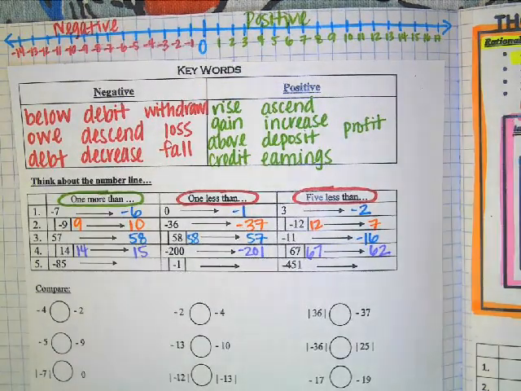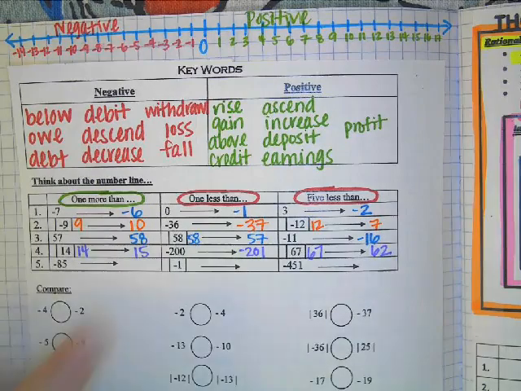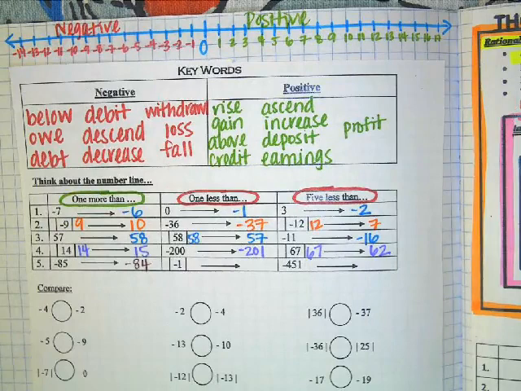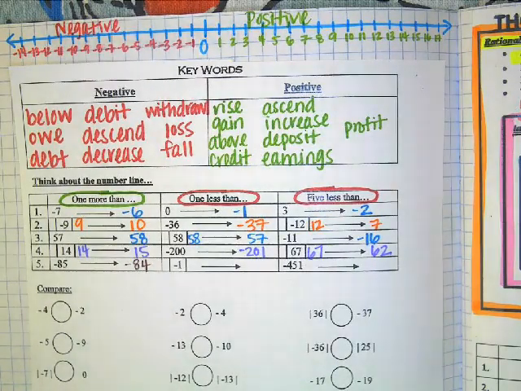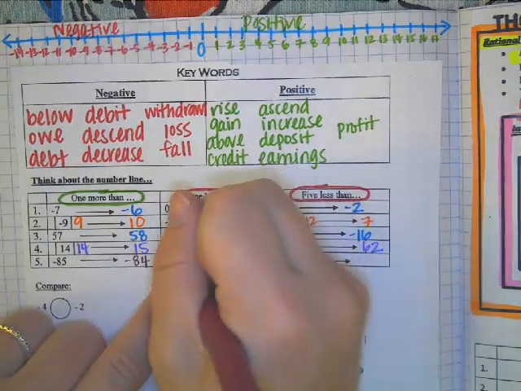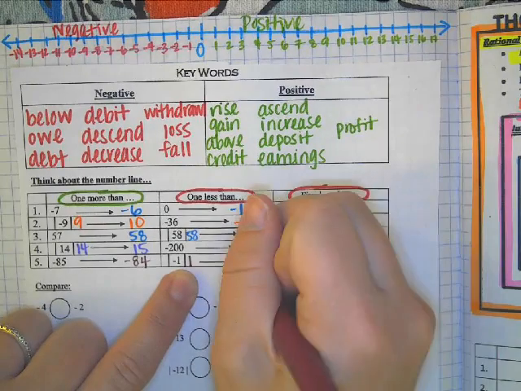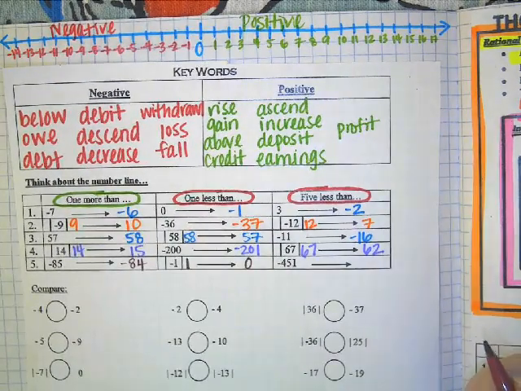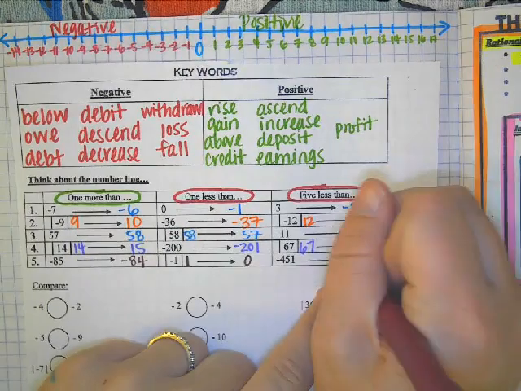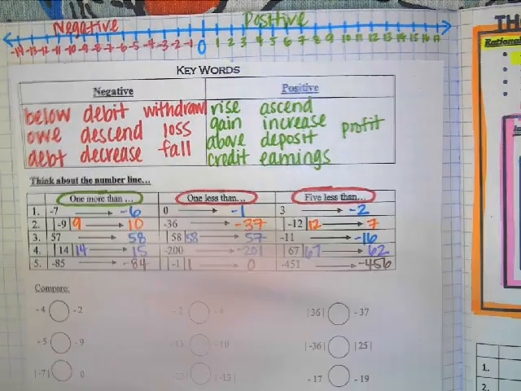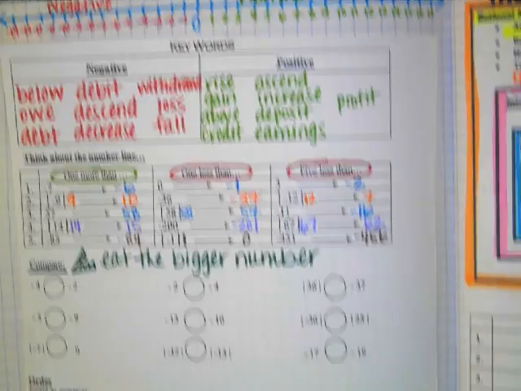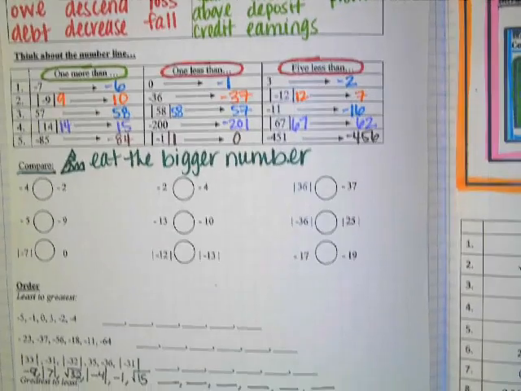Last row, -85, to have 1 more than that would take me up to -84. 1 less than the absolute value of -1 is +1, and 1 less than that is 0. And -451, 5 less than that is -456. Now that we've been talking about negative and positive numbers, we're going to move on to comparing.